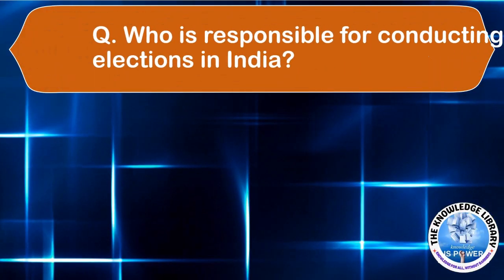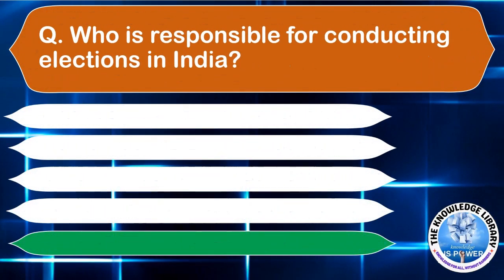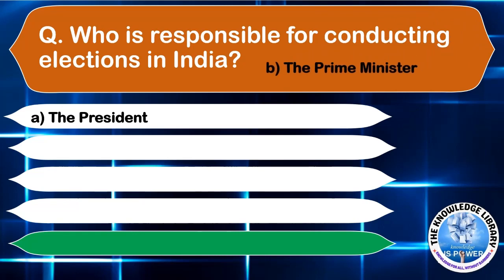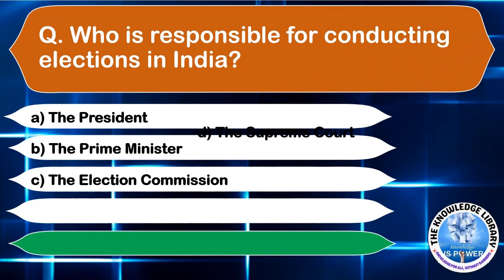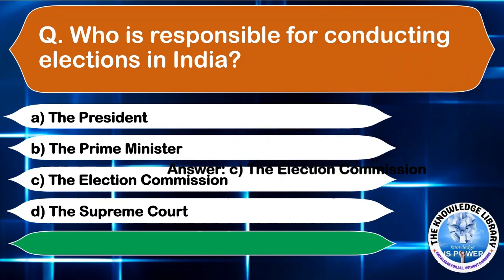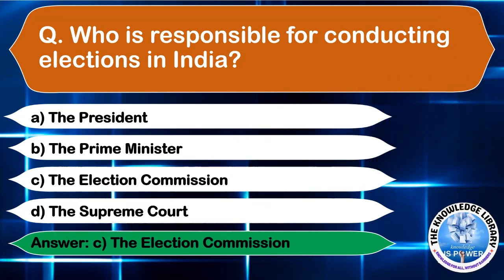The first question is, who is responsible for conducting the elections in India? Option A. The President. Option B. The Prime Minister. Option C. The Election Commission. Or option D. The Supreme Court. The correct answer is option C, the Election Commission.